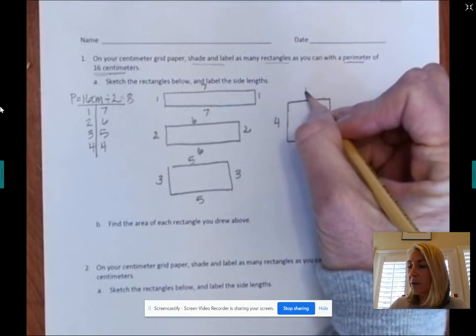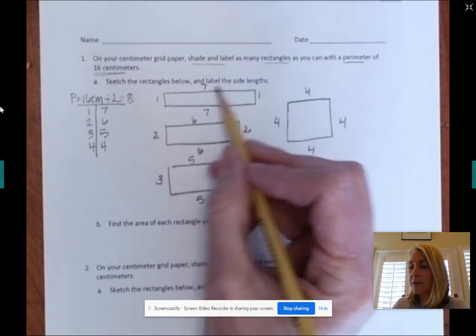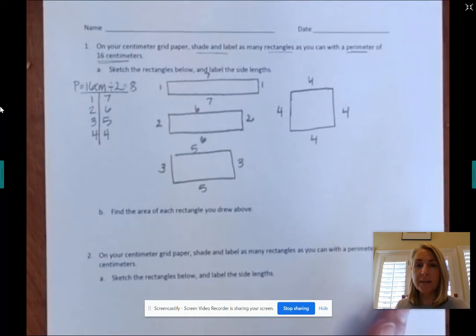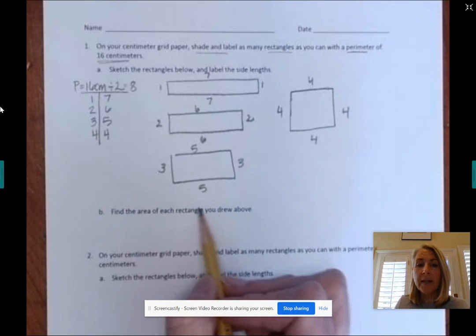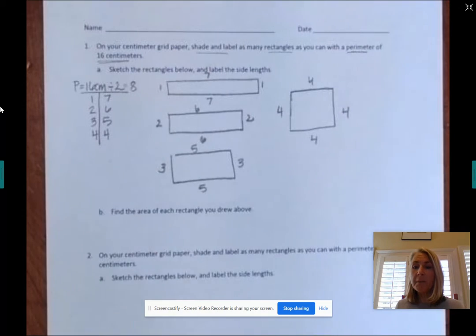All right, so I have done everything they asked for. Sketched the rectangles and labeled all the side lengths. B says to find the area of each rectangle you drew above. Now, if you think back to our unit on area, area is the inside of the figure, and so we were putting calculations inside those figures. We're going to go ahead and do that here. They didn't give us a ton of space, but we have enough room in our figures. If you want to write them down below, you absolutely can.